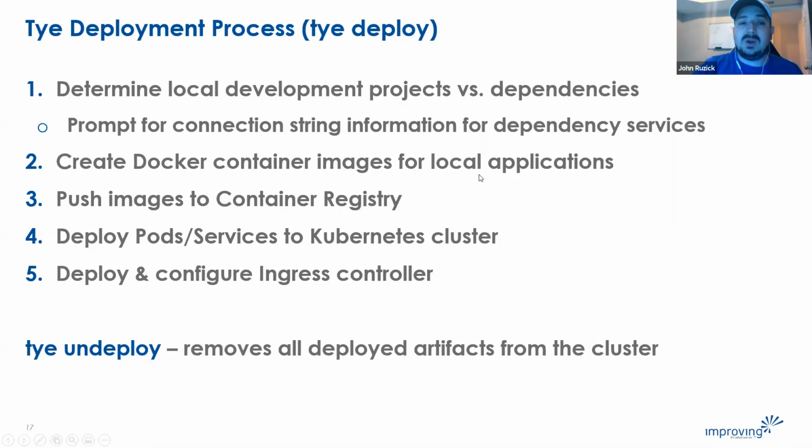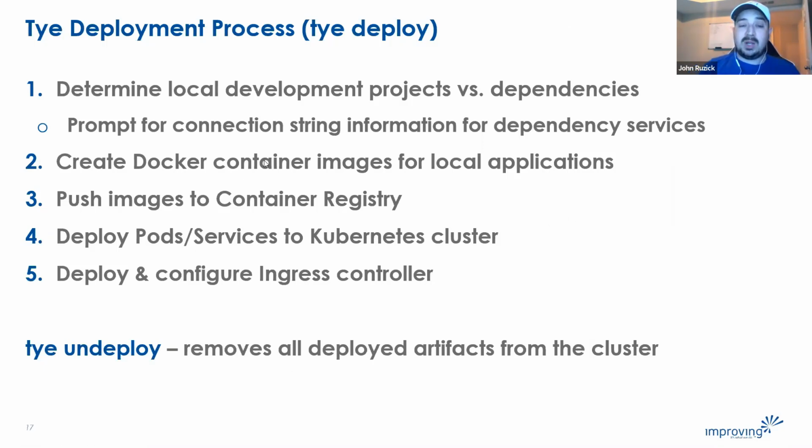The first step is it's going to determine which projects are local development projects versus those dependency projects. And then for those dependency projects, it's actually going to prompt for connection string information. Tye does not deploy those dependencies. The idea being that if you're referencing a RabbitMQ instance or a Mongo instance or a SQL Server instance, you've already got that out there and created. You just want your services to be able to connect to it and leverage it. So at deployment time, it will realize, hey, this was a dependency used locally, but now in the deployment, I'm going to prompt you for a connection string to connect to something that already exists.